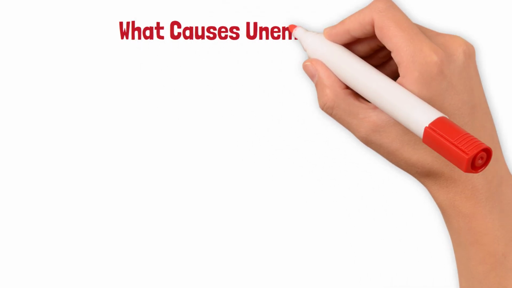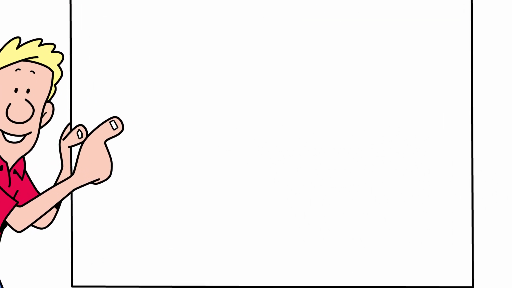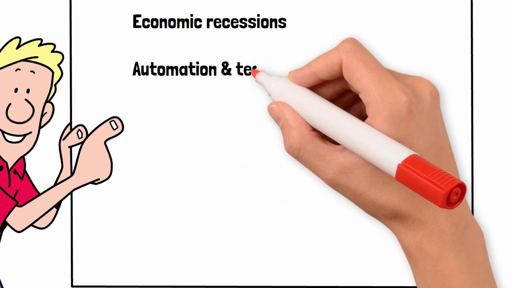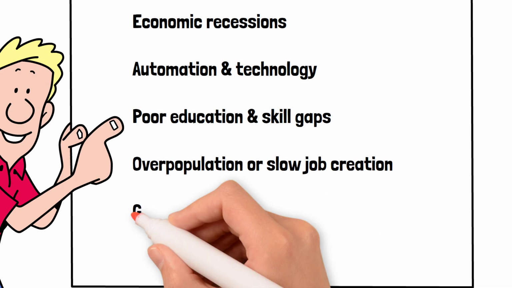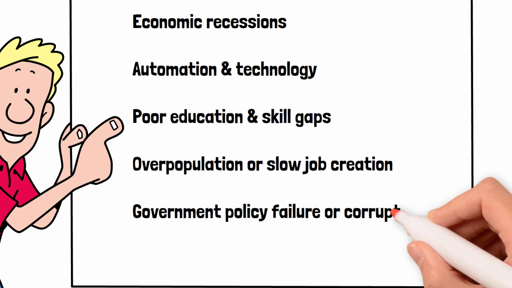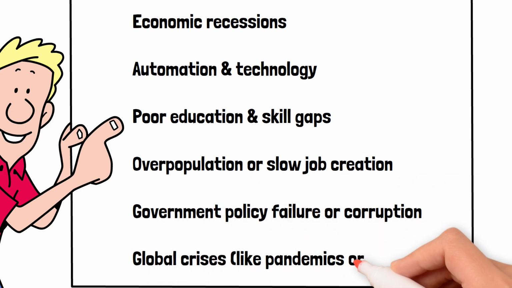What causes unemployment? Economic recessions, automation and technology, poor education and skill gaps, overpopulation or slow job creation, government policy failure or corruption, global crises like pandemics or wars.